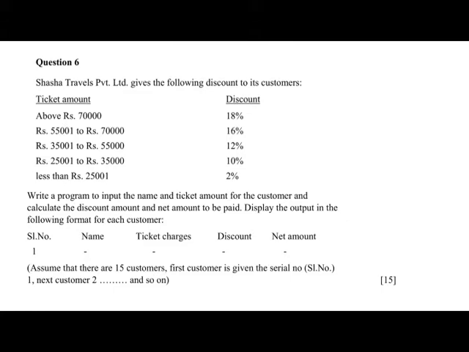Any customer who makes a booking of amount less than or equal to 25,000 will be given a flat discount of 2%. Any customer who makes a booking where amount is greater than 25,000 but less than or equal to 35,000 will get the discount of 10%. If the booking amount is greater than or equal to 35,000 but less than 55,000, then discount percent would be 12. Similarly, if amount is greater than or equal to 55,000 but less than 70,000, then discount rate would be 16%. And if the booking amount is greater than or equal to 70,000, then discount rate would be 18%.